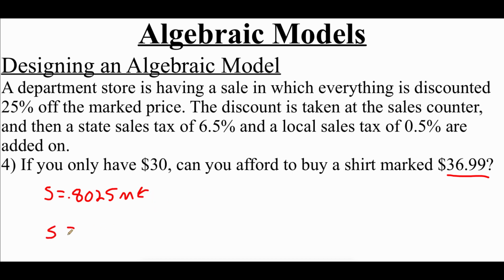So we're going to get S equals 0.8025 times our $36.99. And if we go ahead and multiply those together, doing a little rounding, we're going to get 29.68. So the actual purchase price, including tax and all that, is going to be $29.68. You've got $30, so yes, you can afford to buy this shirt.